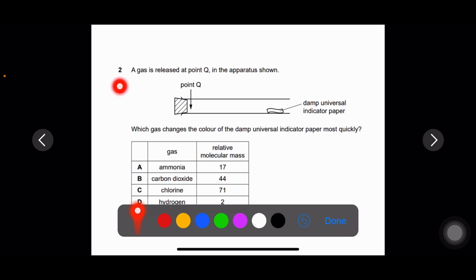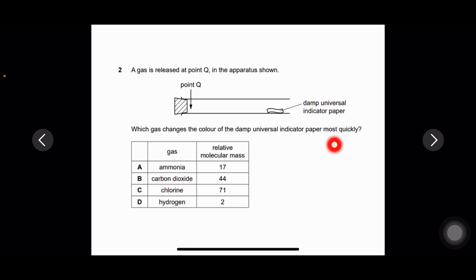Question number 2. A gas is released at point Q in the apparatus shown. This is point Q and here they have shown damp universal indicator paper. Which gas changes the color of the damp universal indicator paper most quickly? Most quickly means faster diffusion. Faster diffusion means lower molecular mass. You can see hydrogen is having the lowest molecular mass here too, but hydrogen does not affect universal indicator paper. We have to choose other options.